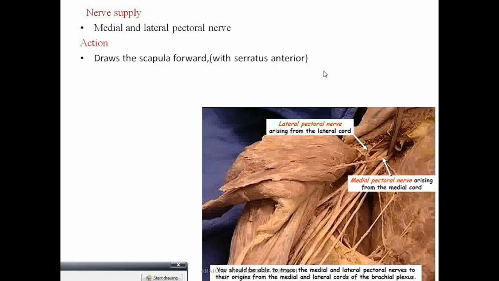Actions: drawing the scapula forward with serratus anterior, depressing the point of the shoulder, that is the next action, and it helps in forced inspiration.